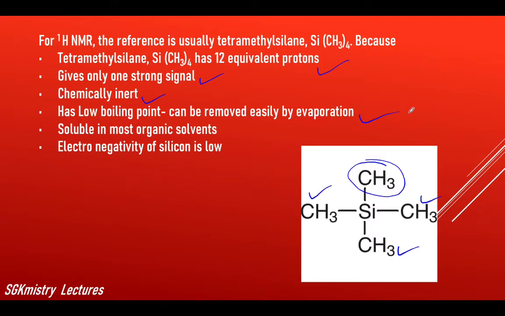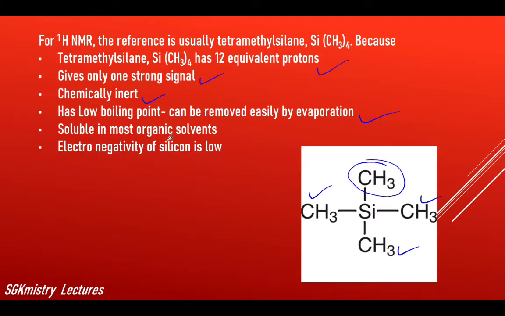That is, after the NMR spectrum has been recorded, you can easily remove this TMS. We do not require this reference compound after the NMR spectrum has been recorded. So you can easily remove this by evaporation. Because of its low boiling point, you can separate this compound from the compound under study.